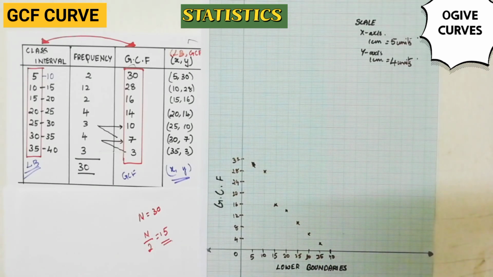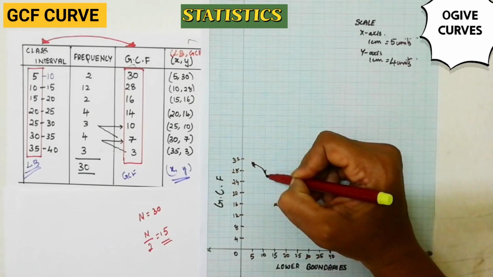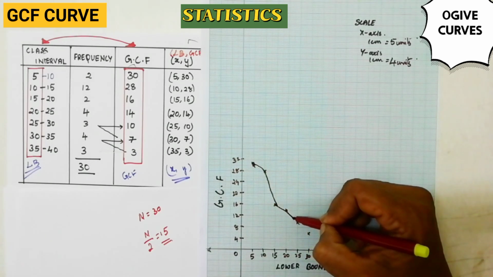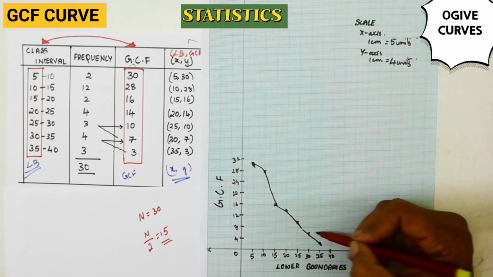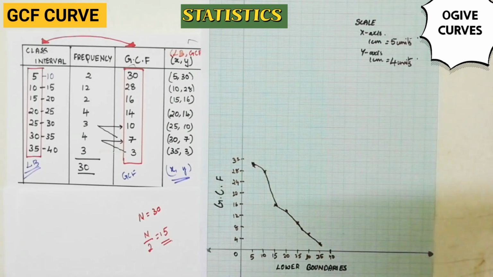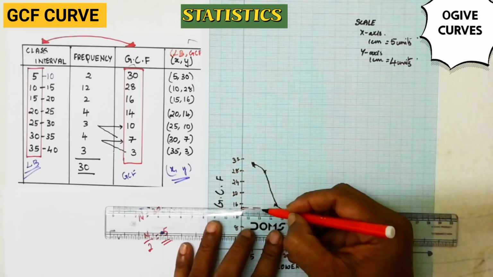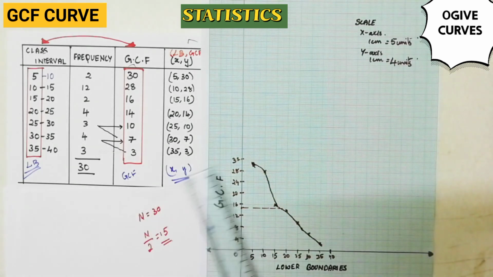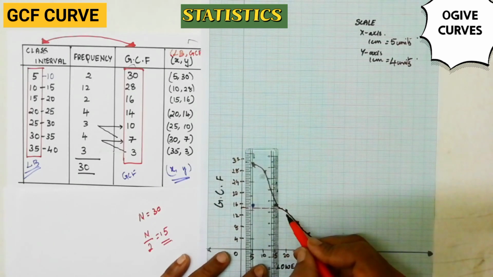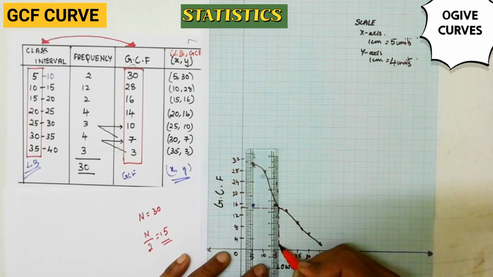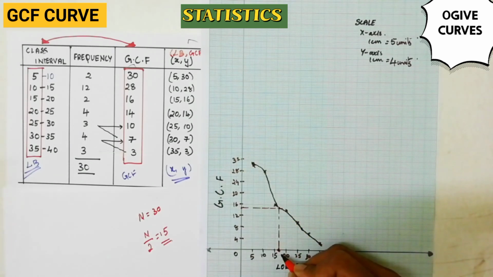Start joining the points with a freehand curve. Do not worry, don't take any scale. Just draw it, joining the points. Now, as we know, n is 30, n by 2 is 15. So, select 15 value here. Draw a dotted line and drop it down. It is again more than 15. We can observe very clearly. This becomes our median value.